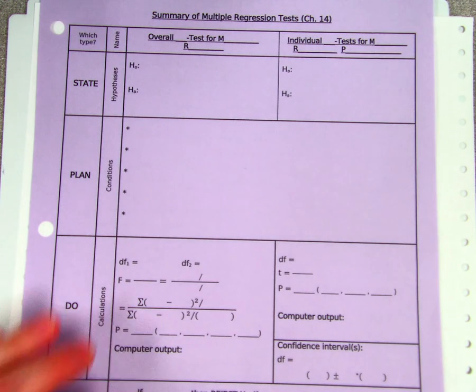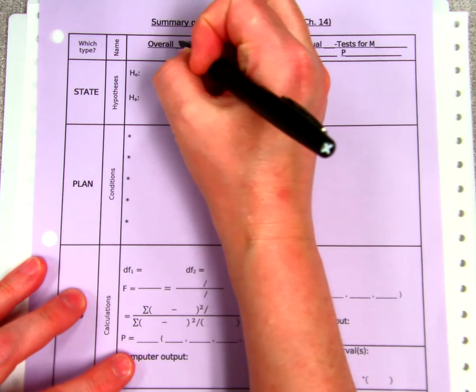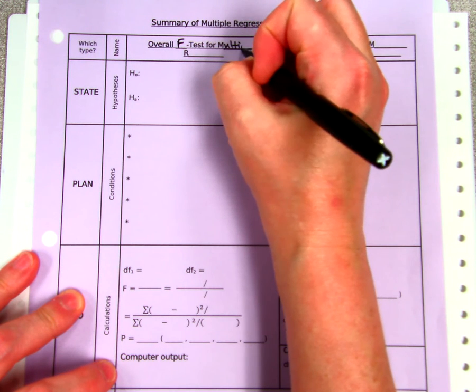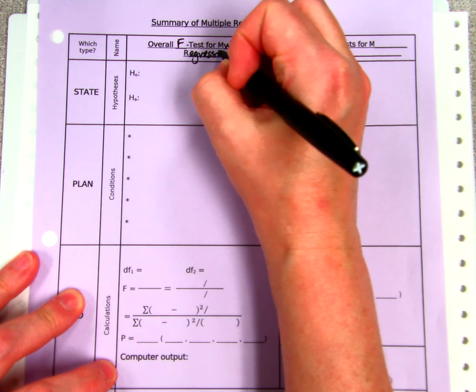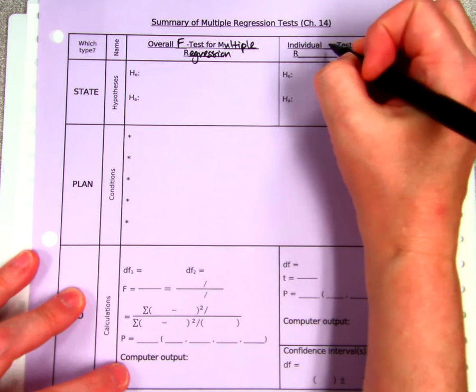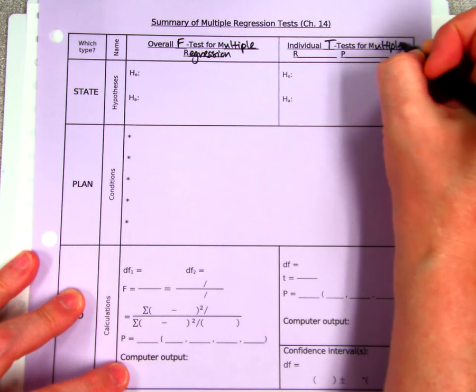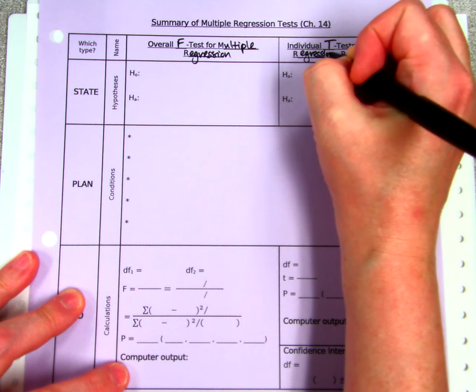We run two different types of inference for multiple regression. We have the overall F-test, which is for multiple regression. I guess that's kind of obvious. And then we have individual t-tests for multiple regression parameters, because each parameter would have its own t-test.